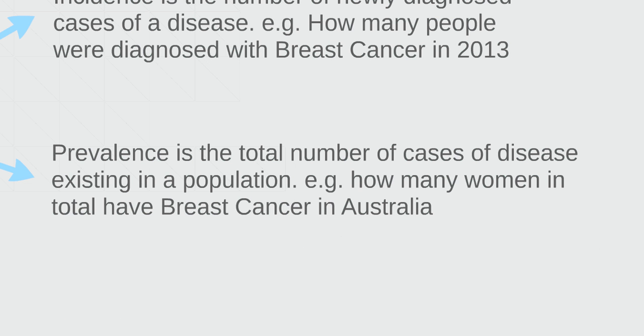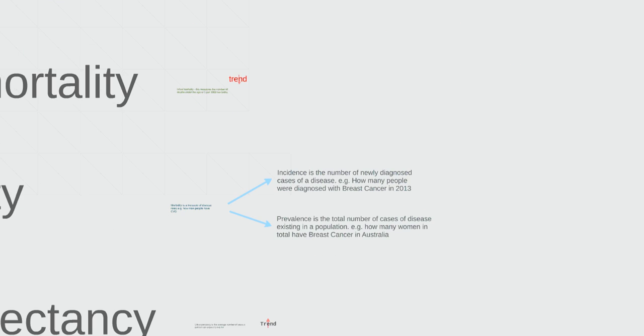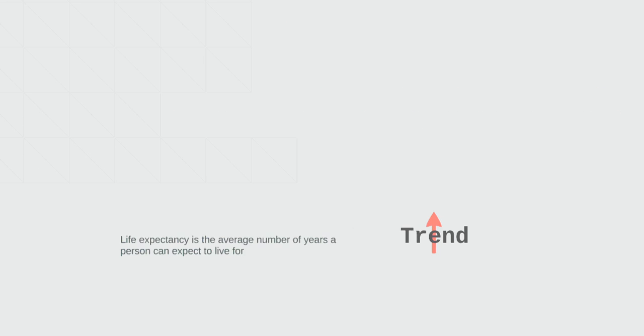Now, the other one is prevalence. So that's more the total number of cases of disease existing in Australia. So, again, using breast cancer as an example, how many women in total have breast cancer in Australia? So you can see the difference there. Incidence is to do with how many people were newly diagnosed in the last year, while prevalence is the total number of people.